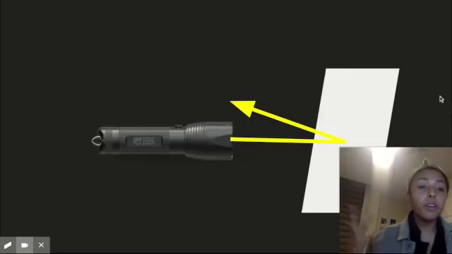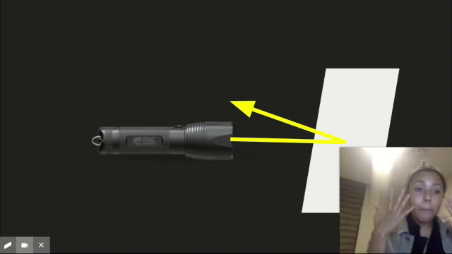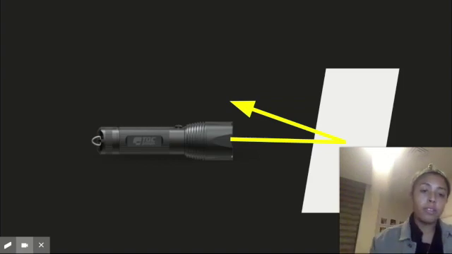Today we're going to be reviewing what kinds of objects reflect light. So we know that when an object reflects light, that means when you shine a light source at it, the light comes back at you. It can almost blind you. It shines back in your face or goes back towards the light source.